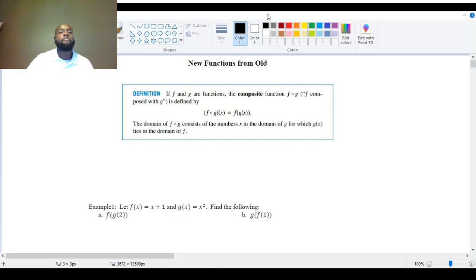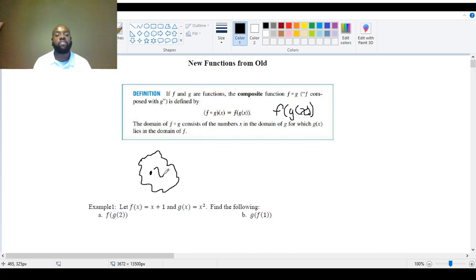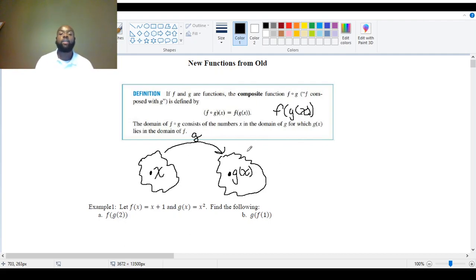Remember when we're talking about functions, we're talking about inputs and outputs. When we write this notation f of g of x, our input value x is going to be coming from a set called our domain. So we have a bunch of x's here. We apply our rule, our function g, to that first, and then we get a set of g of x's, as long as x is defined by this rule. Then we take those g of x's and apply the function f to that, and we end up with f of g of x.